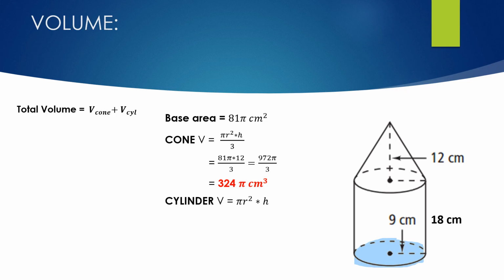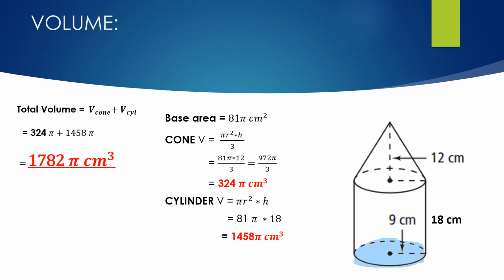And then for a cylinder, we know that the volume is basically just base times height, and base is pi r squared, so 81 pi. So my height of my cylinder is 18 centimeters, right? So it would be 81 pi times 18, which is 1,458 pi centimeters cubed. So now I'm just going to add those two together. 324 pi plus 1,458 pi. That gets me a total of 1,782 pi centimeters cubed. And remember, we want to have cubed units because it is volume.